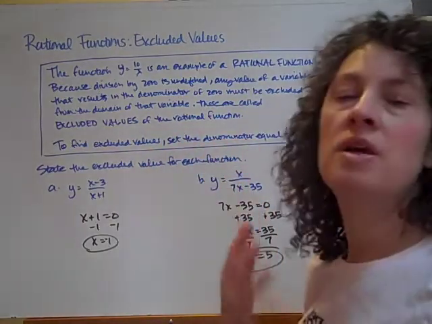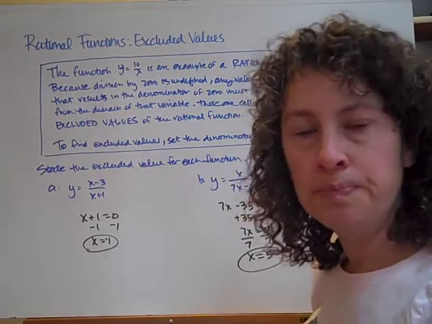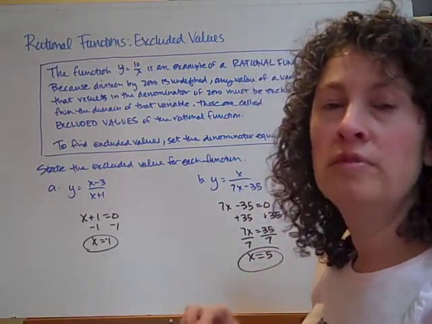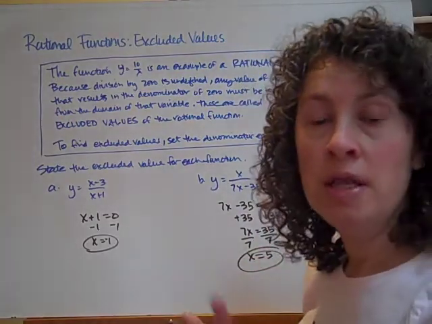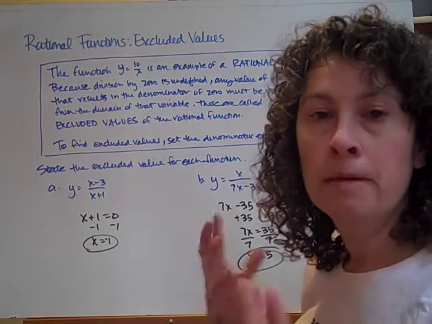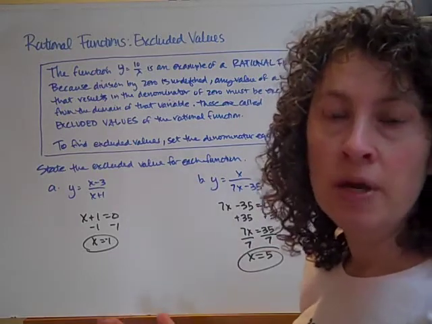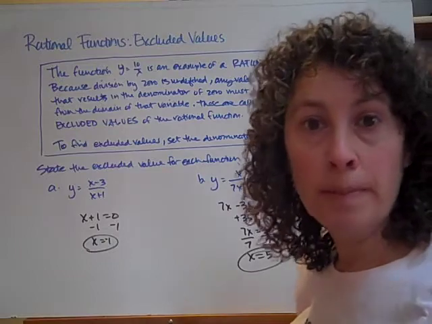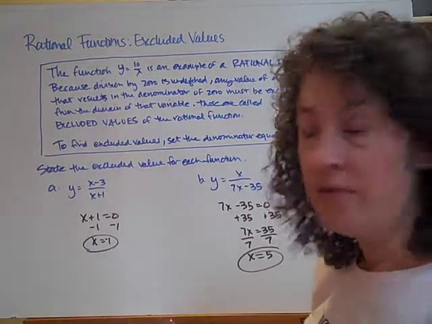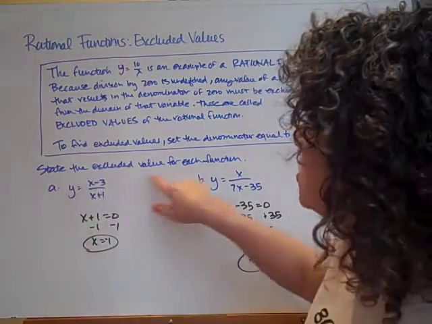So pretty straightforward. If I don't want the denominator to be equal to 0, I'm going to imagine what the values of that variable would be that would make the denominator equal to 0, solve for it, and then make sure I exclude those values from my domain of that variable. So state the excluded value for each function.